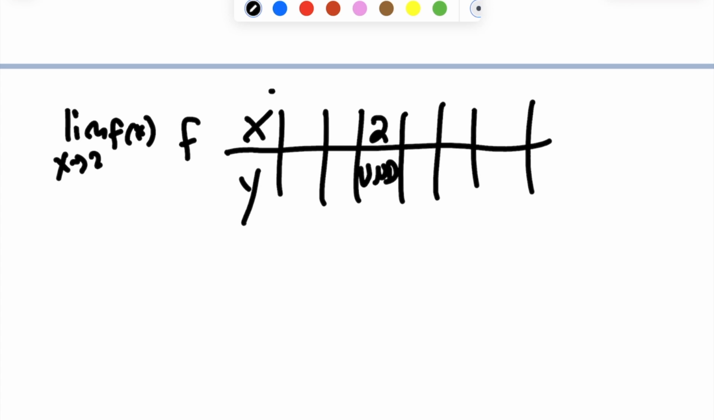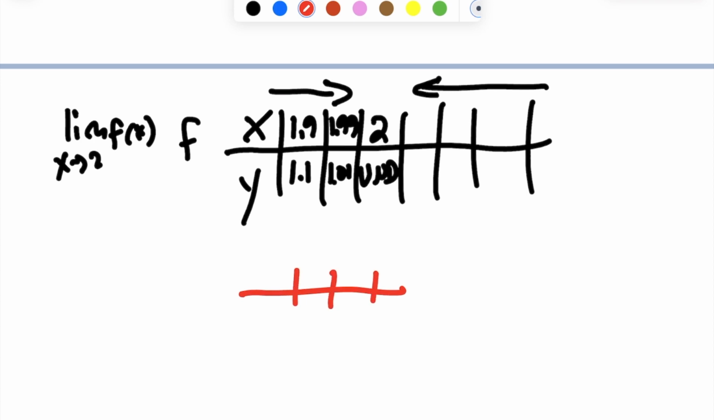Well, we have to look at how we approach 2 from the left side and how we approach it from the right side. For instance, maybe at 1.9, that's getting pretty close to 2, we are at a value of 1.1. And then maybe at 1.99, we're at 1.01. And so what appears to be happening as we approach 2 is that we are coming down to the number 1, right? We're at 1.1, then 1.01, and it looks like we are approaching 1 from the left side.